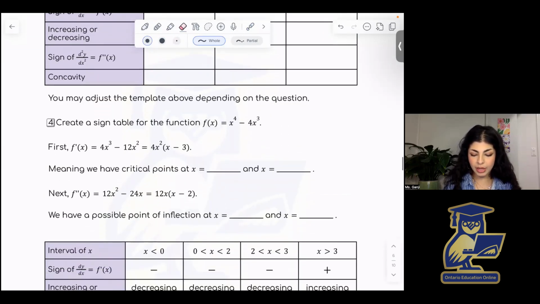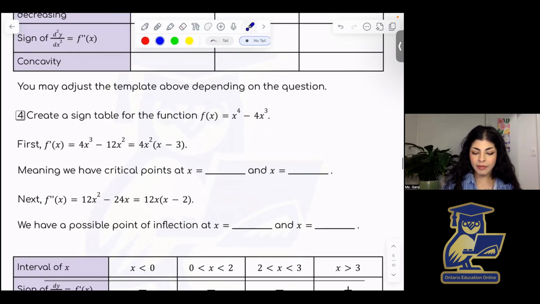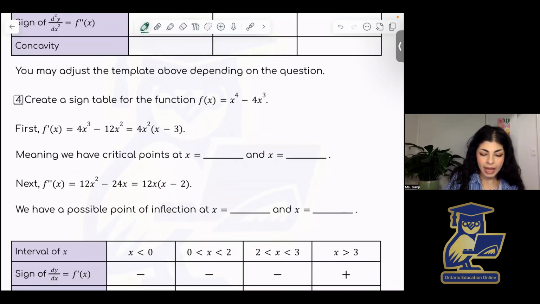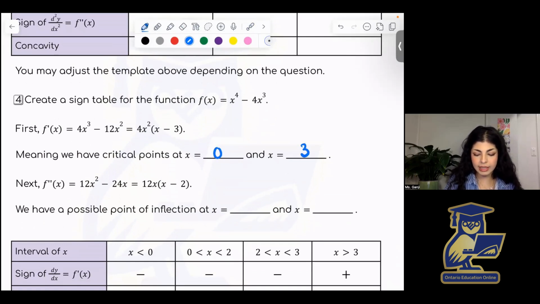So let's test now here. We have the function f of x is x to the power of 4 minus 4x cubed. So first I'm finding the first derivative here. I factored it out already. And we find the critical points are x is 0 and x is 3, which I'm getting from here. This is x is 0 and this is x is 3 by setting f prime of x to 0.